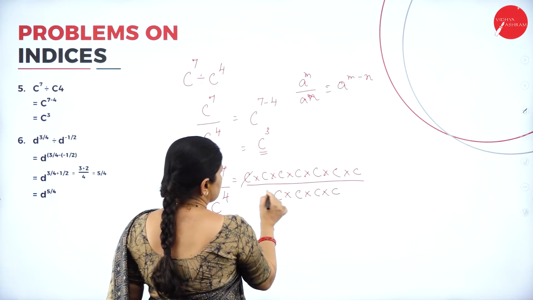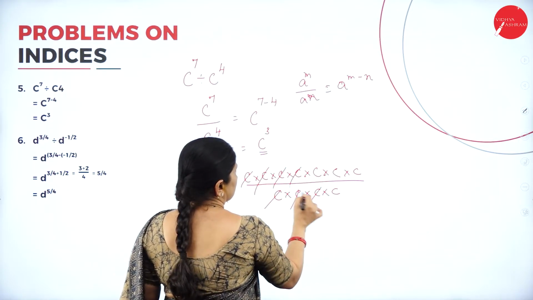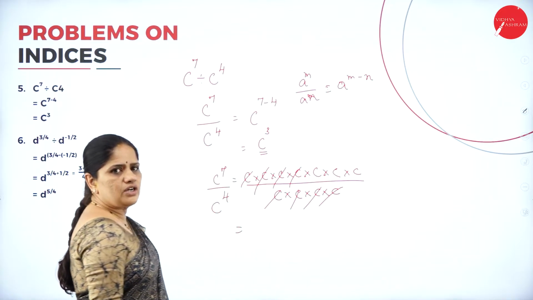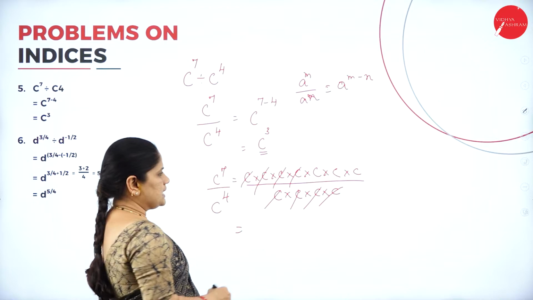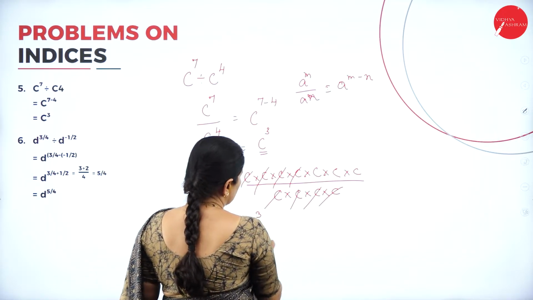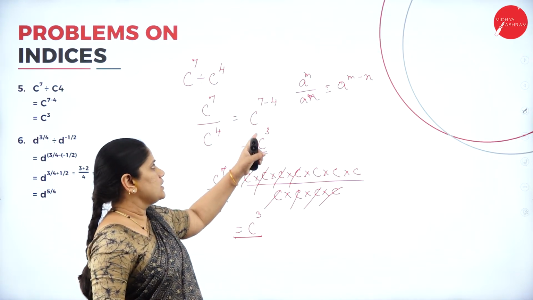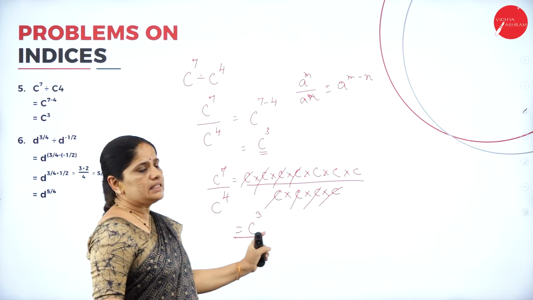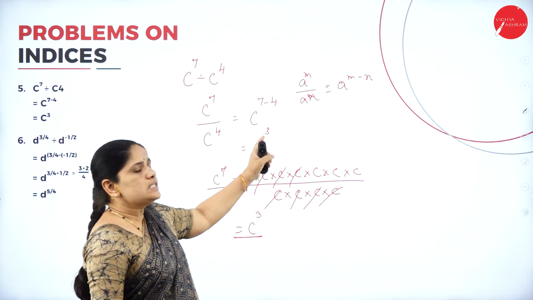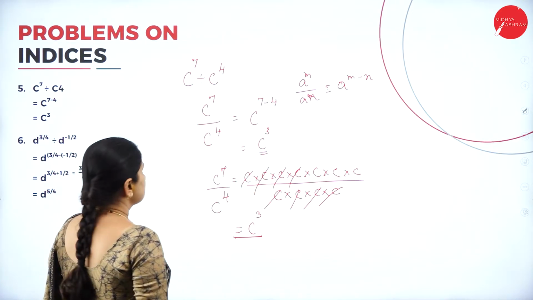So, you can just cut the C's here. 1, 2, 1, 2, 3, 4. So, 4 C's of the numerator and 4 C's of the denominator are common. I'll delete them. So, what is remaining here? 3 C's are remaining. So, C cube is the answer. So, C cube I am getting here also. So, instead of doing all this, I have just done C to the power of 7 minus 4, C to the power 3. So, this is how we have to work out this problem.